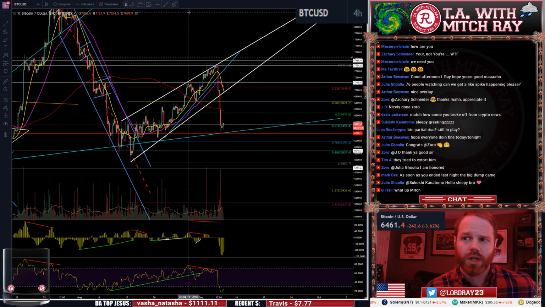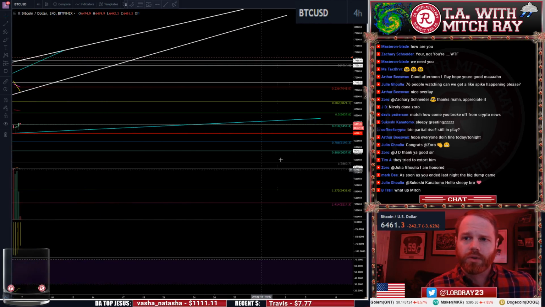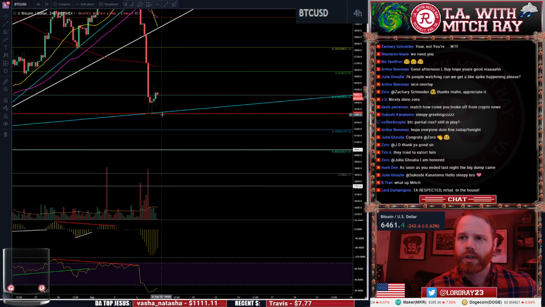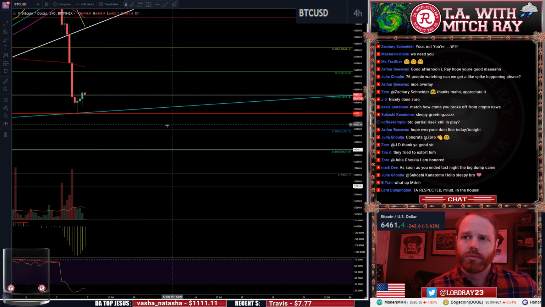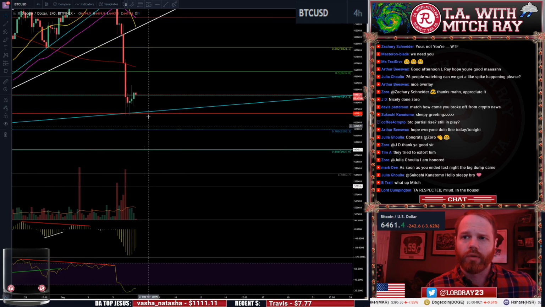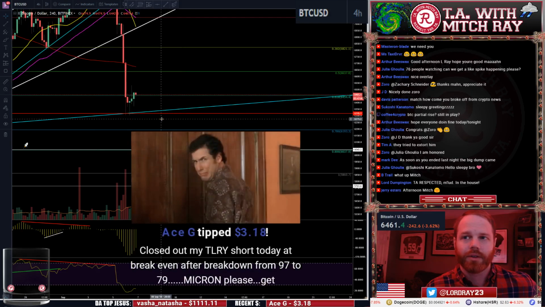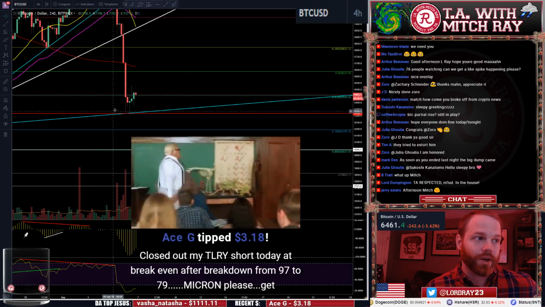So Bitcoin's doing the same. It almost looks like some form of double bottom happened. I mean, that is a perfect double bottom right there. But low volume, slightly ascending up. Come on. We know what this could be right now.